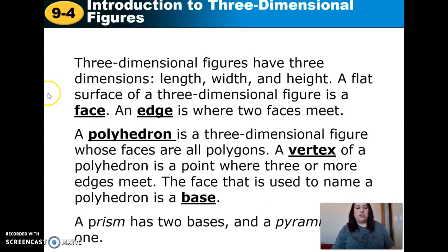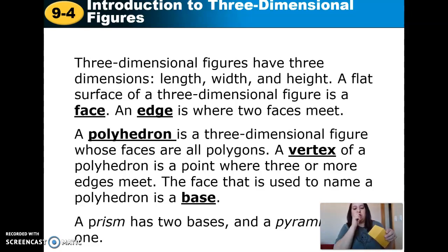Okay, next, a polyhedron. So a polyhedron is a 3-dimensional figure whose faces are all polygons. If you have a polyhedron, when you have the points where 3 edges meet, so again, if you look at my shape here, we have an edge, and an edge. This point right here where they meet is called the vertex, okay? The face that is used to name the polyhedron is the base, okay? And we'll talk more about that in a minute.